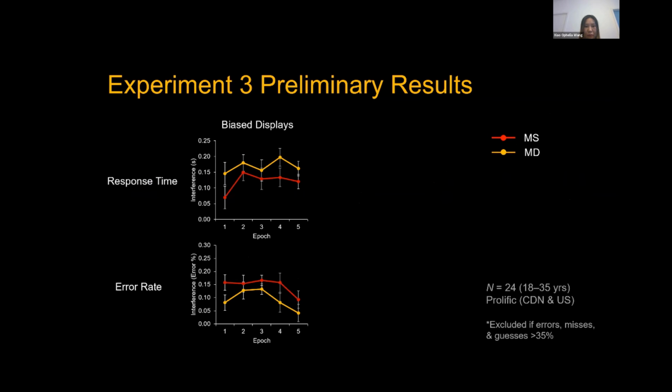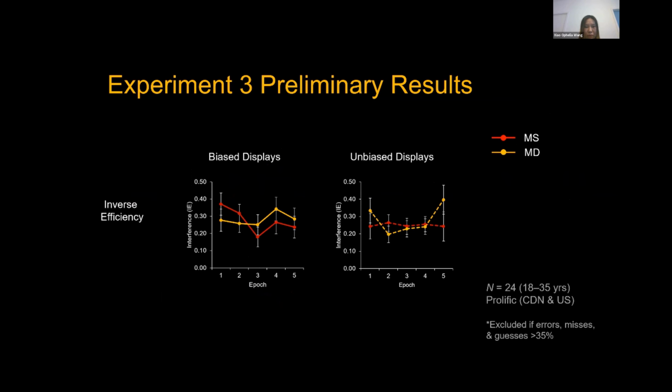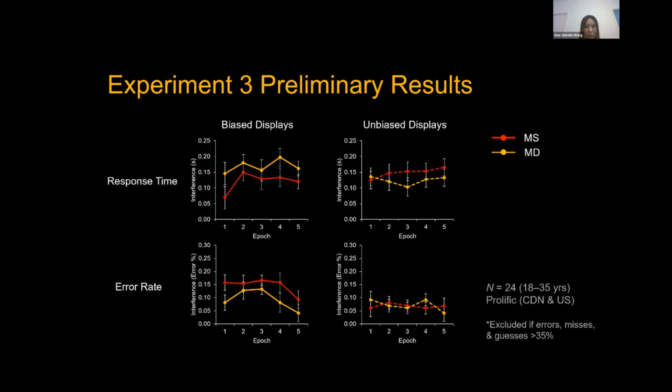So for our preliminary results for experiment 3, for the biased displays in terms of response time and accuracy, the MS group experienced less interference compared to the MD group. The inverse efficiency here suggests that there was no speed accuracy trade-off. And the overall results show that attention sharpening occurs for biased displays.